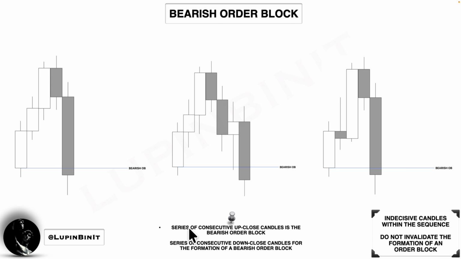So bringing attention to the text at the bottom of the screen, a series of consecutive up close candles is the bearish order block. If we're taking a look at the schematic on the very left, we have a series of up close candles. This would be what we are deeming the order block. And then a series of consecutive down close candles for the formation of the bearish order block. So we have this series of down close candles confirming this bearish order block.